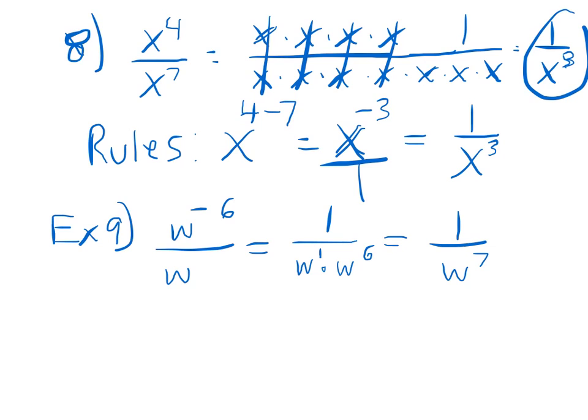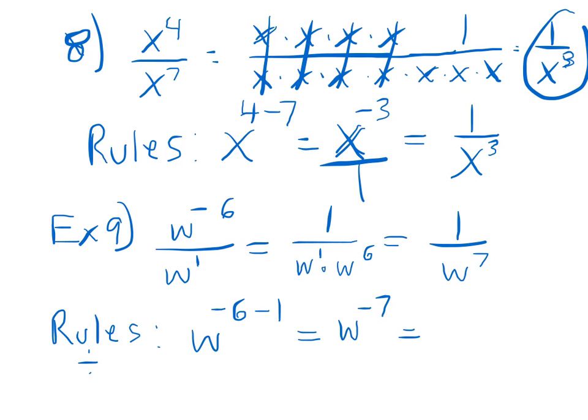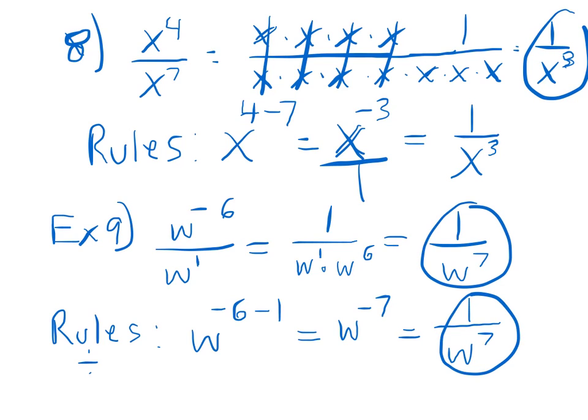Okay. We could also use rules. Okay, so let's use rules of division. If we do that, we would have w. When we're dividing, we subtract the exponents. There's a hidden 1 there. So we have w to the negative 6 minus 1, and that equals w to the negative 7. How do we get rid of w to the negative 7? The negative exponent, well, it was in the numerator. We move it to the denominator. You notice, both ways you get the same thing.